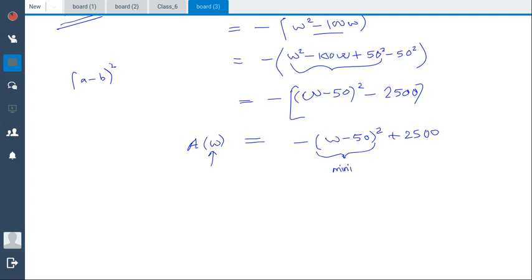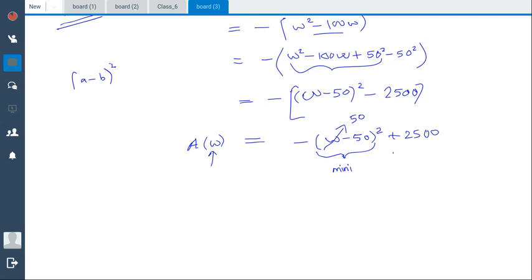If you put W more than 50, then you get positive. If you put W less than 50, then also you get positive. Then what can be the minimum value for this one? The minimum value of this one can only be 0. At what value? At W equal to 50. Are you getting? Got it. Because you want the maximum value.